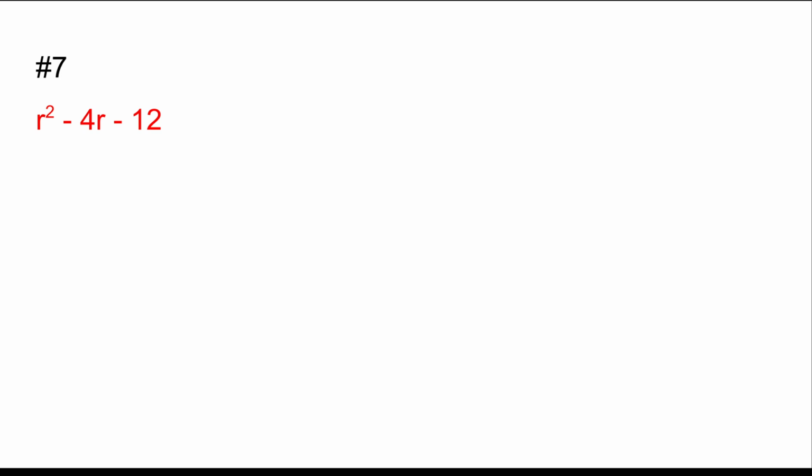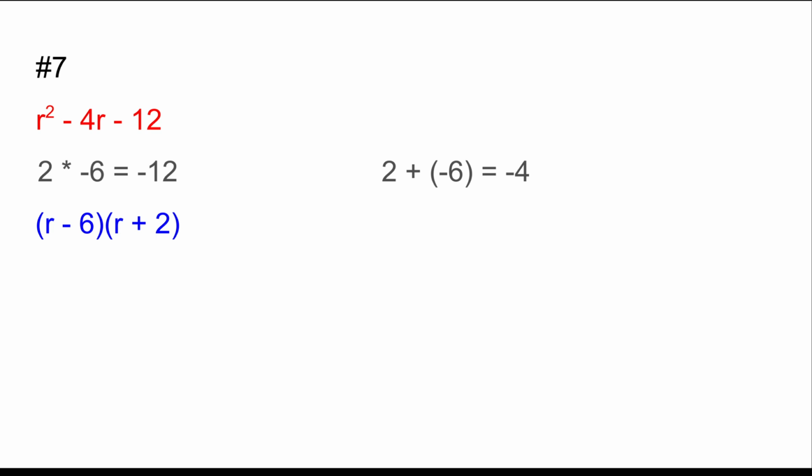Number 7, r squared minus 4r minus 12. What two numbers multiply for negative 12 that add to negative 4? Negative 6 times 2 equals negative 12, and 2 plus negative 6 gives us negative 4. So our two terms are 2 and negative 6. So r minus 6 times r plus 2.